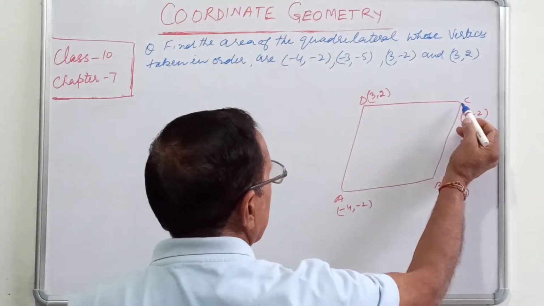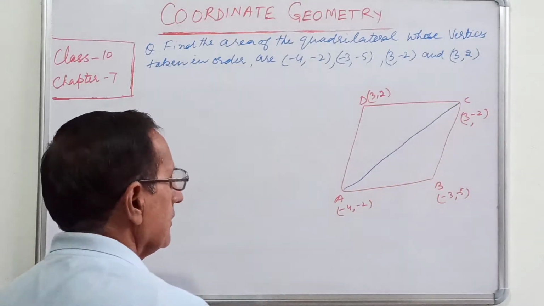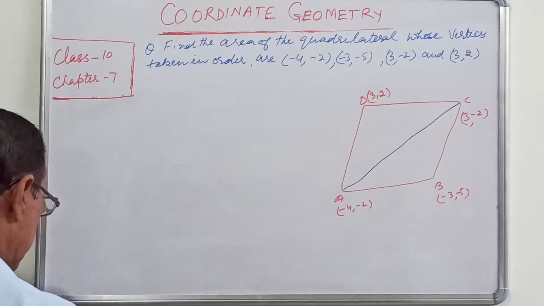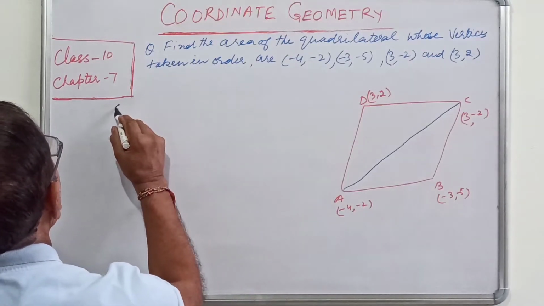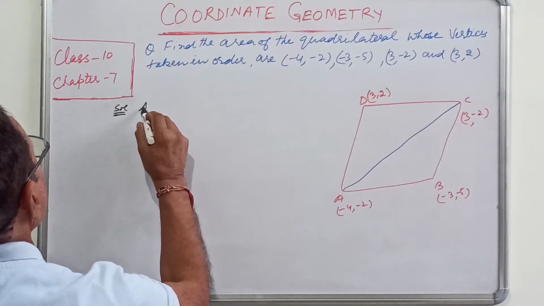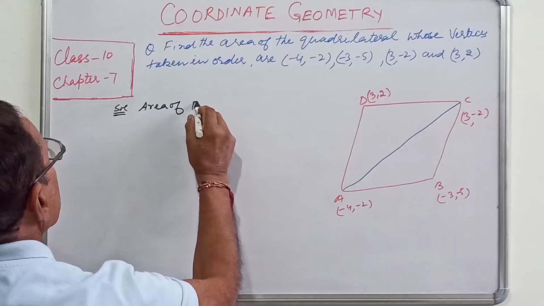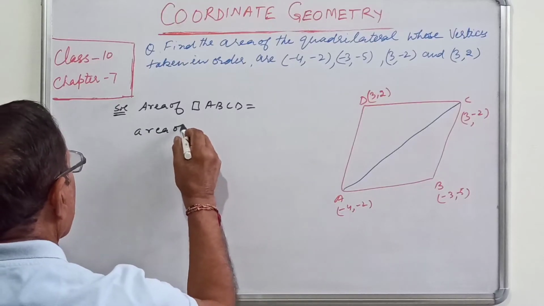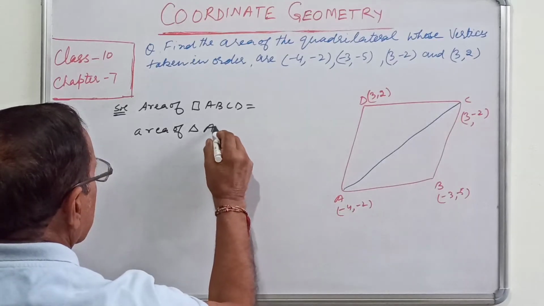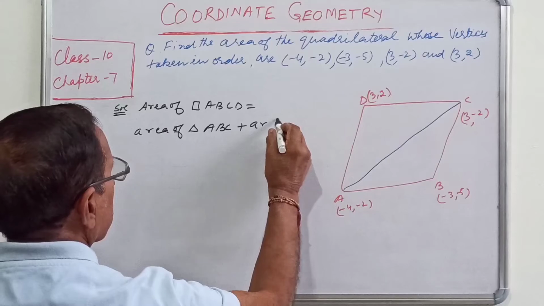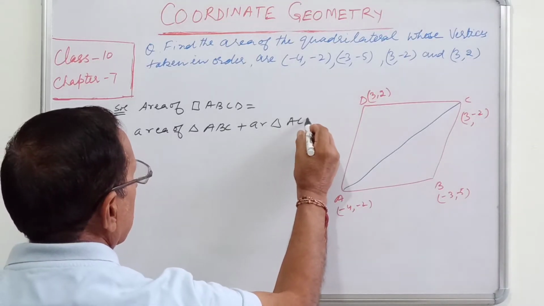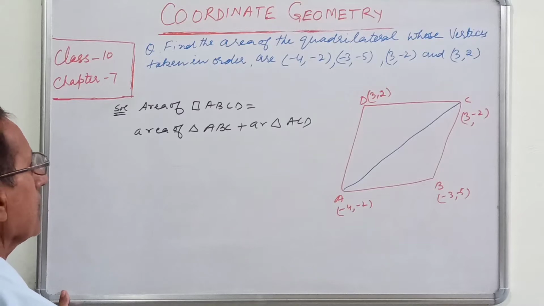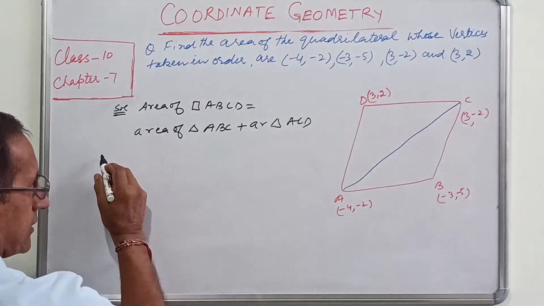So join one diagonal AC. The area of the quadrilateral ABCD will be equal to the area of triangle ABC plus the area of triangle ACD, because the quadrilateral is made of two triangles, and adding the areas of both triangles gives the area of the quadrilateral. So let us take the first triangle ABC.